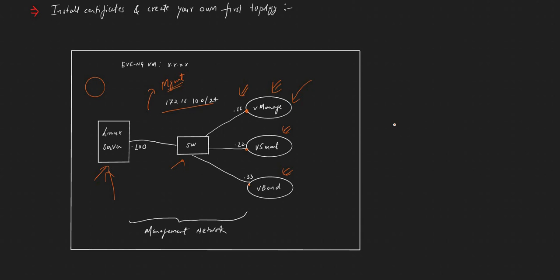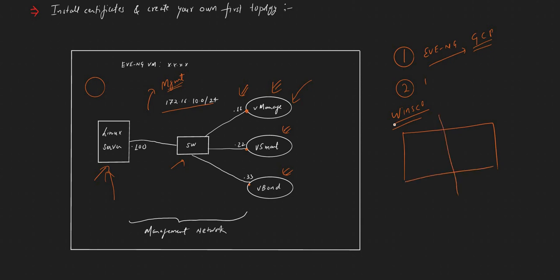So if I repeat, as a first step we are going to create an EVE-NG virtual machine inside GCP, which is your Google Cloud Platform. The second thing is we are going to copy the images for vManage, vSmart, and vBond. How are we going to do that? We are going to use a tool, WinSCP, which is a pretty neat tool for Windows. You can install this tool on your machine.